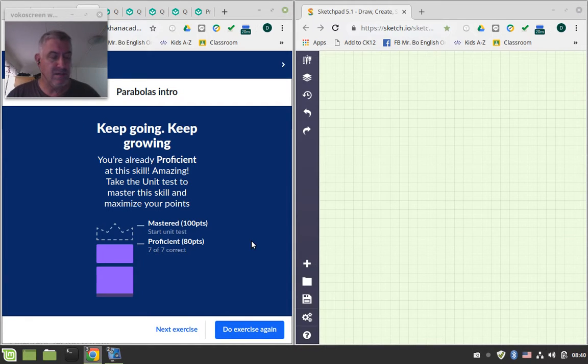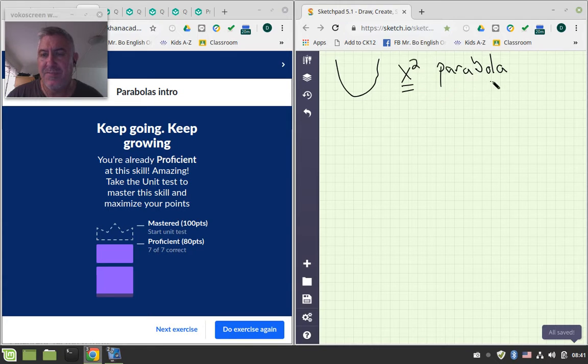So before we start, we've got a couple of vocabulary words that we need to know. There's a shape like this that's involved with a quadratic equation with x squared, and this shape is called a parabola. So that's the first word that we're going to have to know.